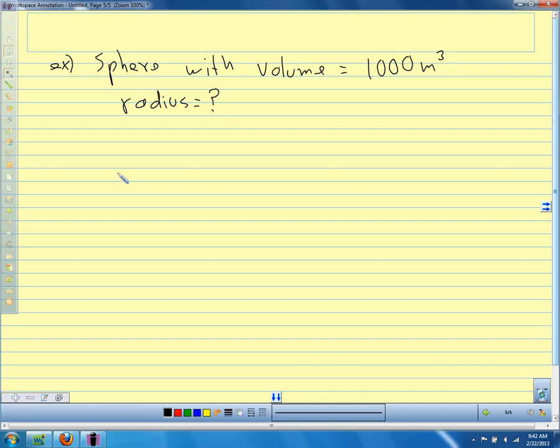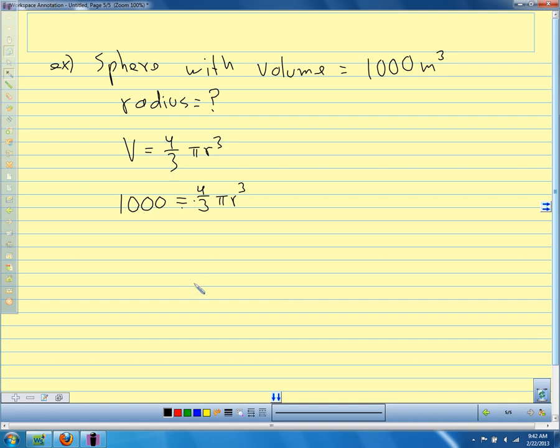So we know that our volume is 4/3 pi r cubed. The volume is 1,000 cubic meters. So 1,000 equals 4/3 pi r cubed. And we need to solve for r. So what is going to be our first step? What do we want to do first?